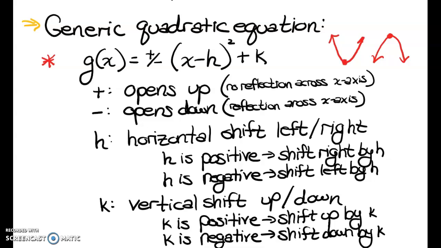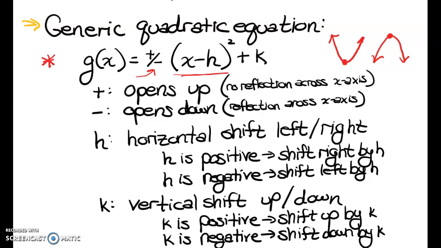It's going to look exactly like your parent function that I graphed above, but it's either going to be moved left or right, up or down, or flipped upside down. So how do we know what's happening to this graph just by looking at the equation? Okay, so the sign in front of the squared term, right? This is my squared term.